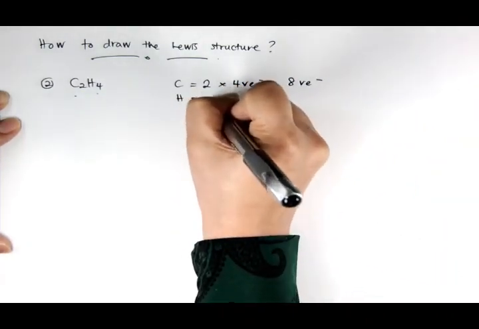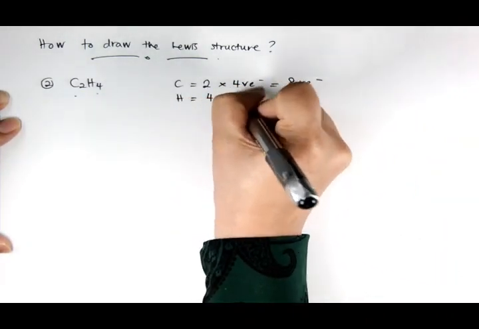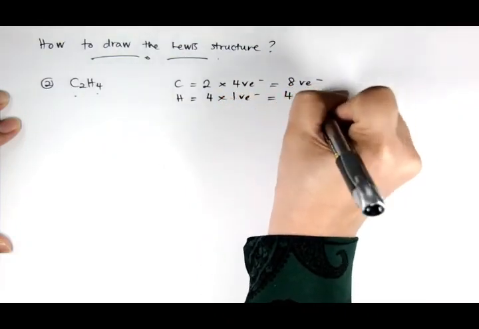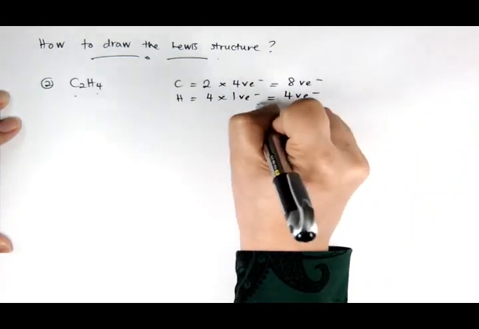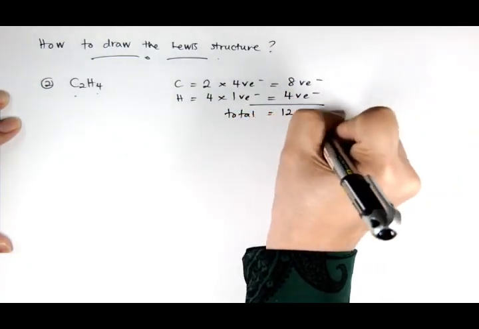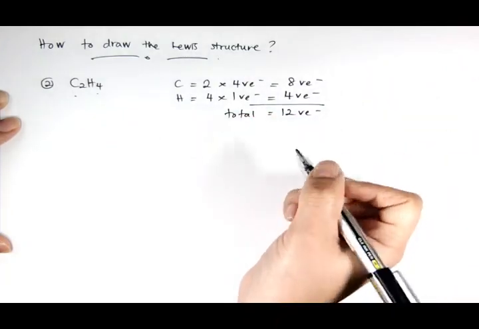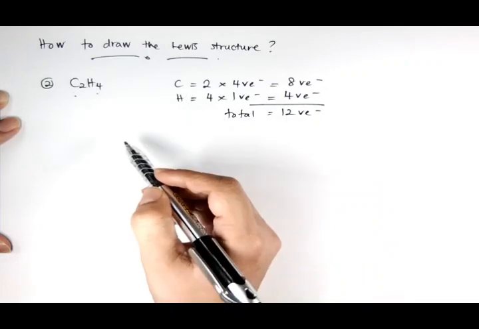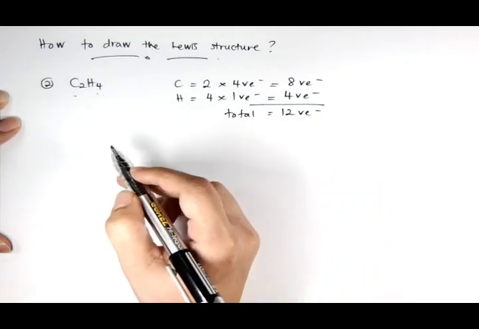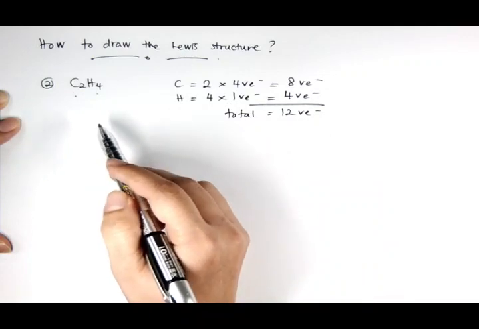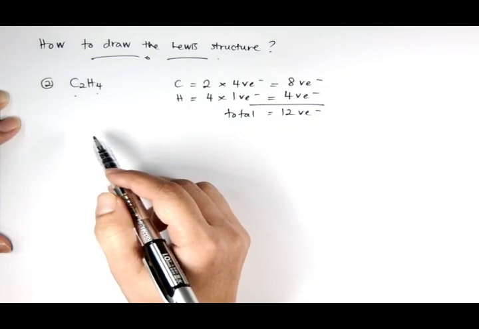For hydrogen, we have 4 atoms involved with 1 valence electron each. So we have 4 total valence electrons. So that gives us the total number of valence electrons in the molecule equal to 12 valence electrons. So the next step is to draw the skeletal structure. For the skeletal structure, we have to decide which atom will be the central atom and which the terminal atom. The more electropositive atom will be the central atom, while the more electronegative atom will be the terminal atom.